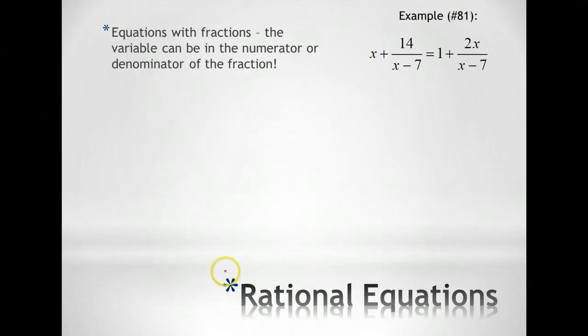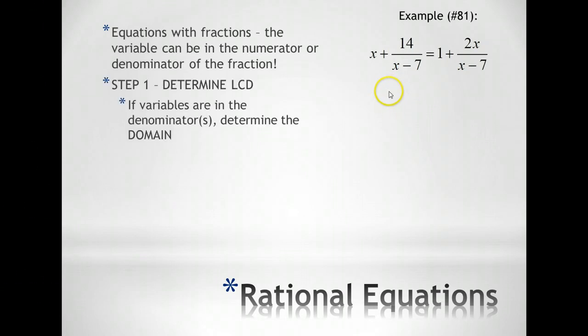Okay, so that's the first thing that we have to look at when we're dealing with rational equations. Here's an example from the textbook. This is number 81 in section R5. The first thing we want to do with equations with fractions is determine the least common denominator. And if I have variables in the denominator, I need to determine the domain. So every single term here has a denominator. There's nothing under this x, so that means I know it's over 1.